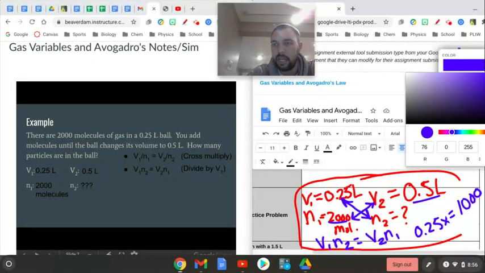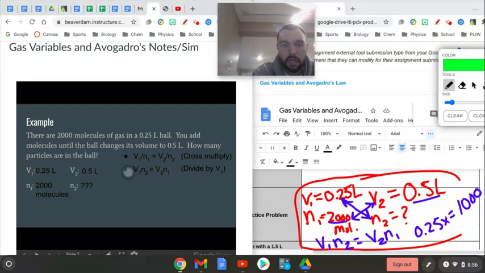I'll change colors again here. Okay, so V1 is multiplied by N2, and N2 is what we don't know yet. That's our X. So I want to get that by itself. So I'm going to divide by 0.25 on both sides. And what happens over here is it cancels, and I get X equals this.